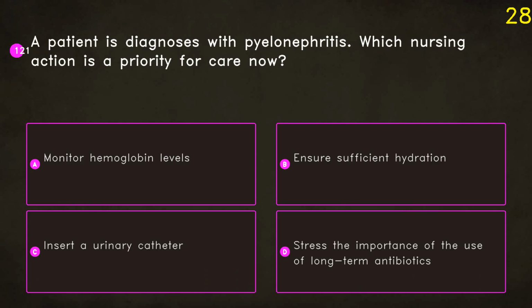Question 121. A patient is diagnosed with pyelonephritis. Which nursing action is a priority for care now? A. Monitor hemoglobin levels, B. Ensure sufficient hydration, C. Insert a urinary catheter, D. Stress the importance of the use of long-term antibiotics.